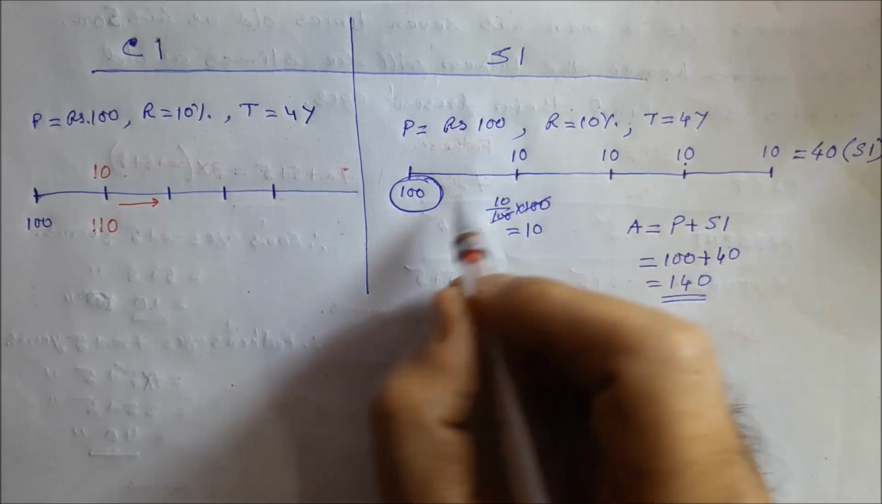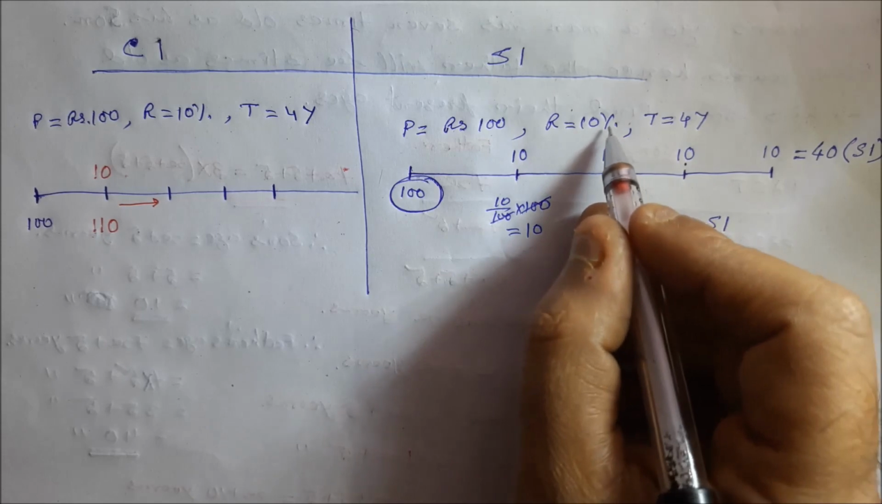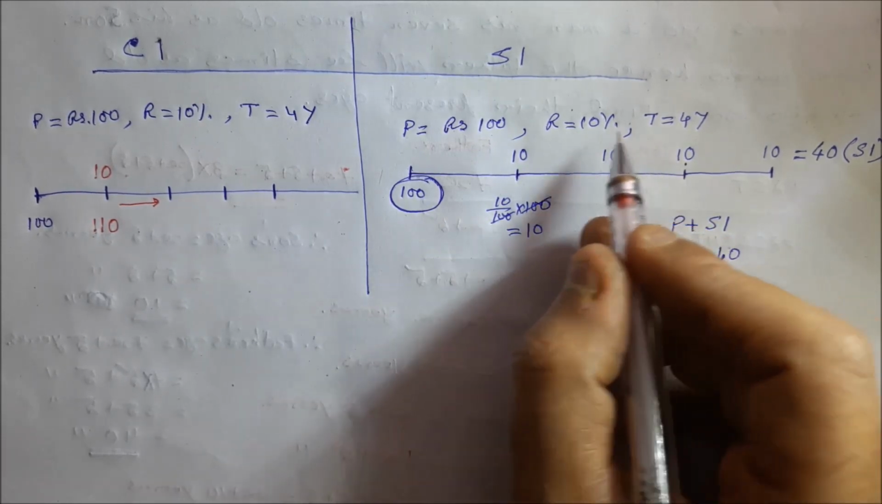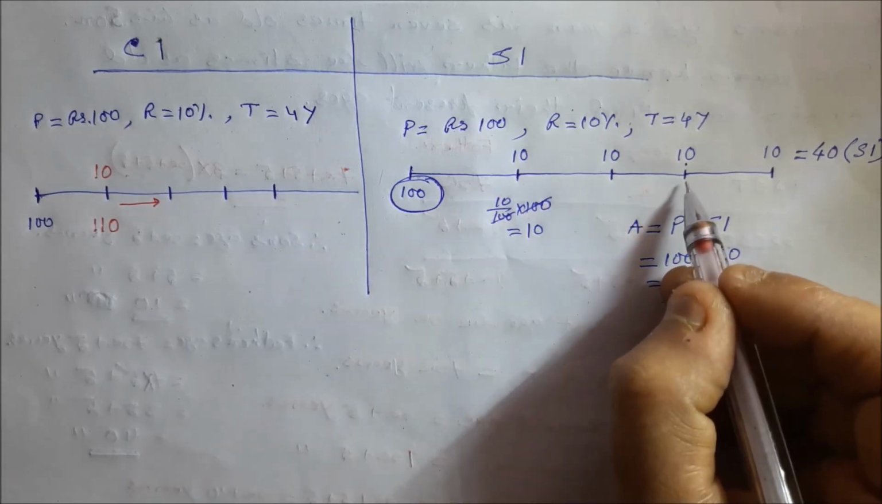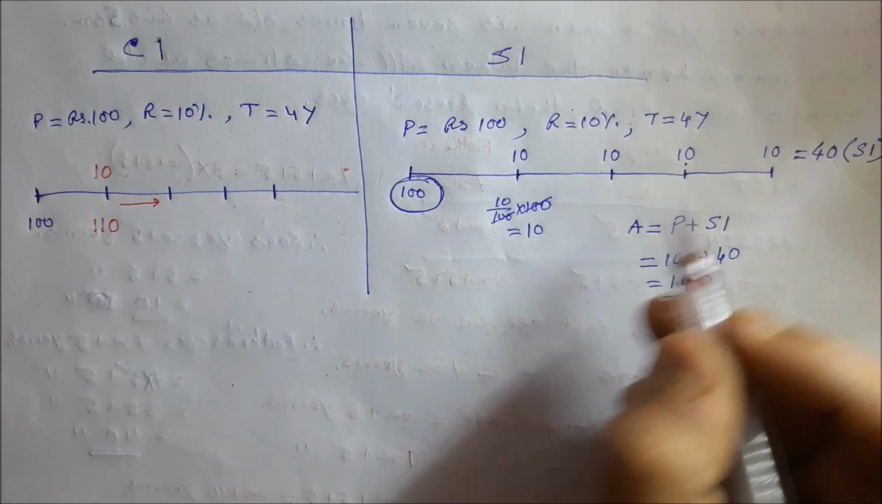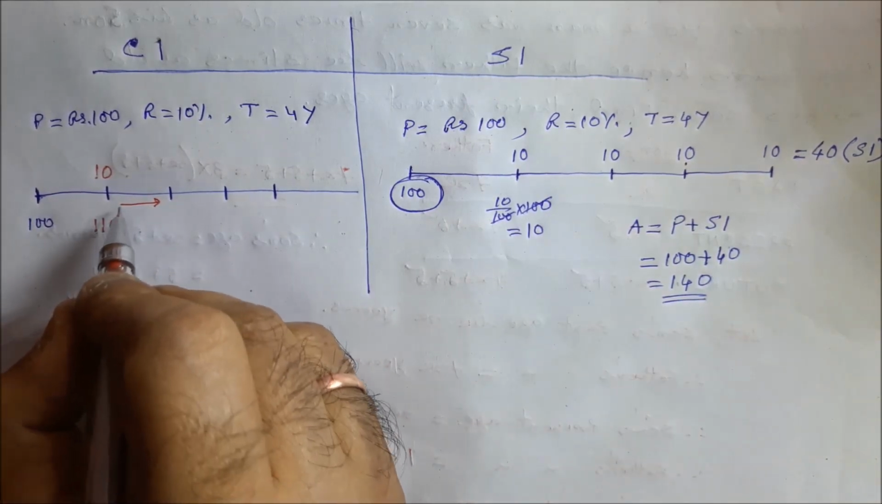Because 10% will be applicable on 100, that's why it has been calculated as 10. Next again 10% on 100, that has been calculated and that is 10. And then again 10% on 100 for the third year, so again it has been calculated and that is 10. Okay, but here in compound interest, what is happening?